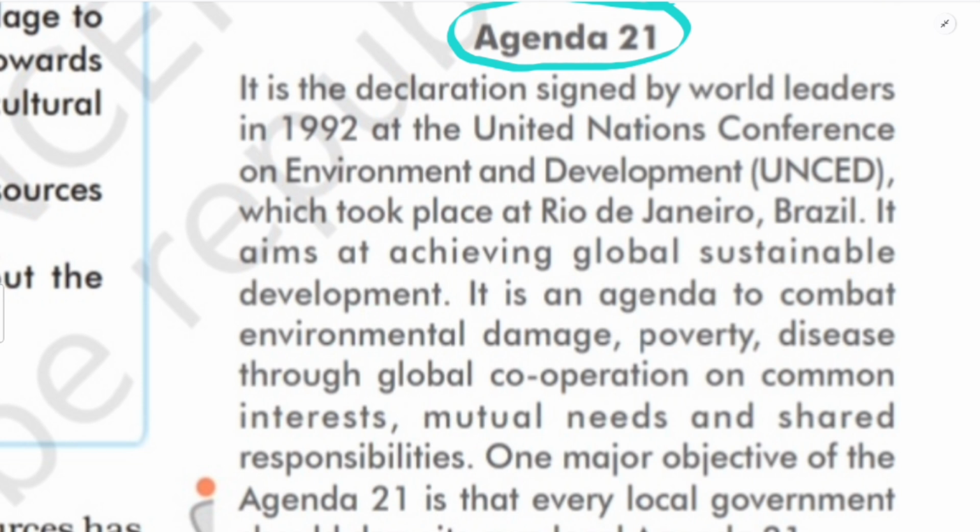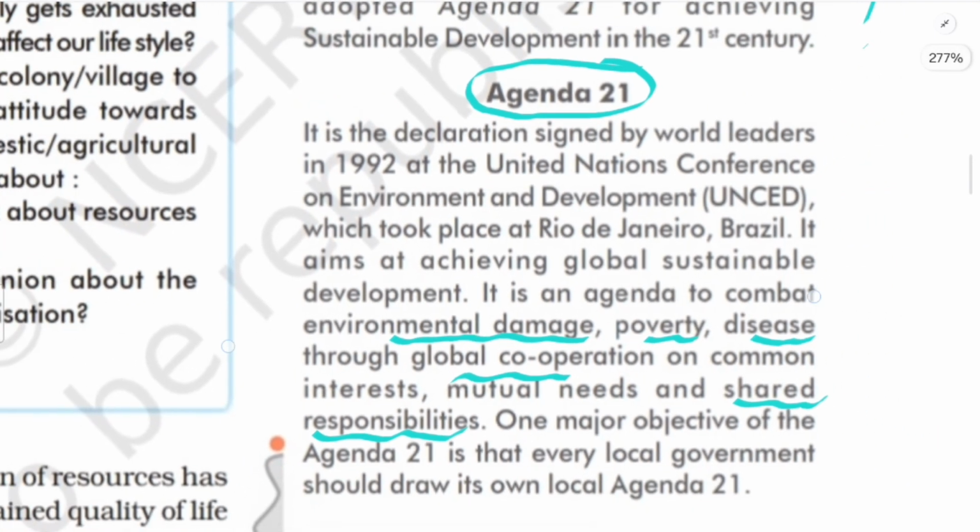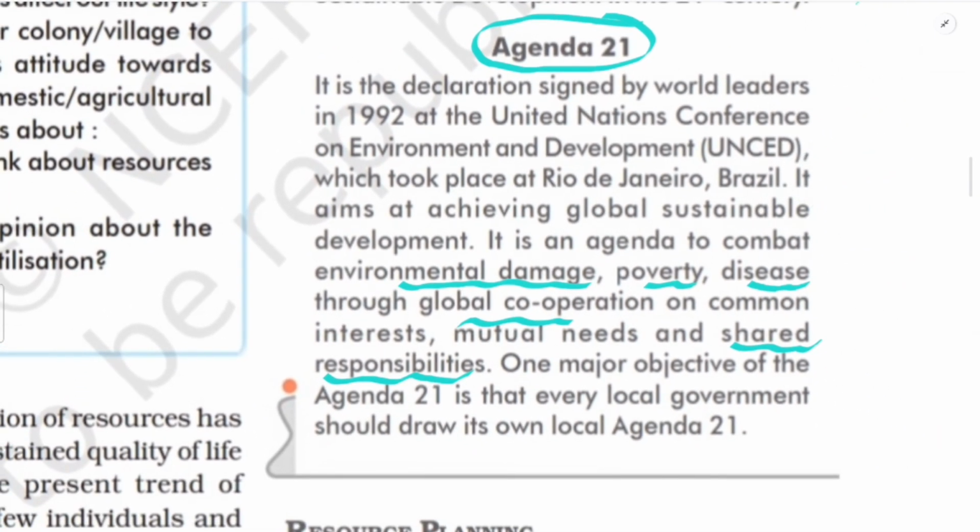It is an agenda to combat environmental change, poverty, disease through global cooperation on common interest, mutual needs, and shared responsibility. Not a single personality can change it. It needs a shared responsibility of the citizens of any country, society, village, or at global level.